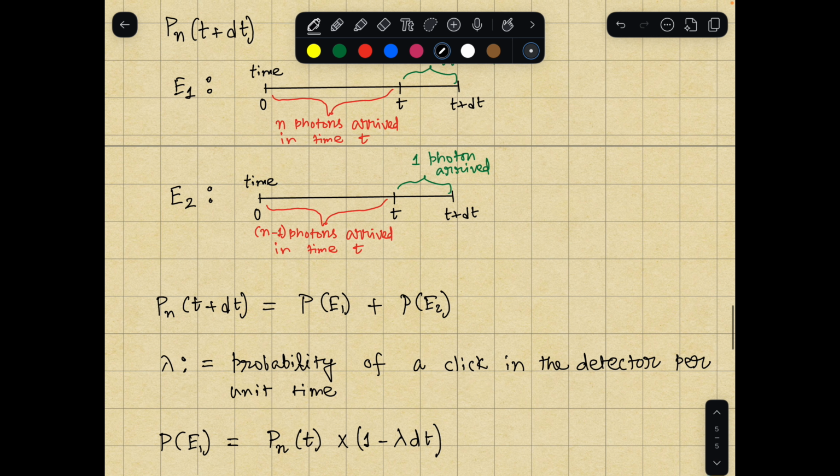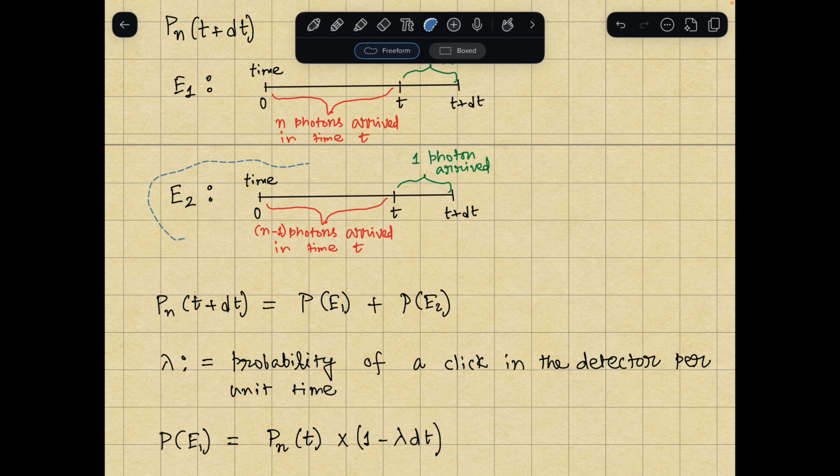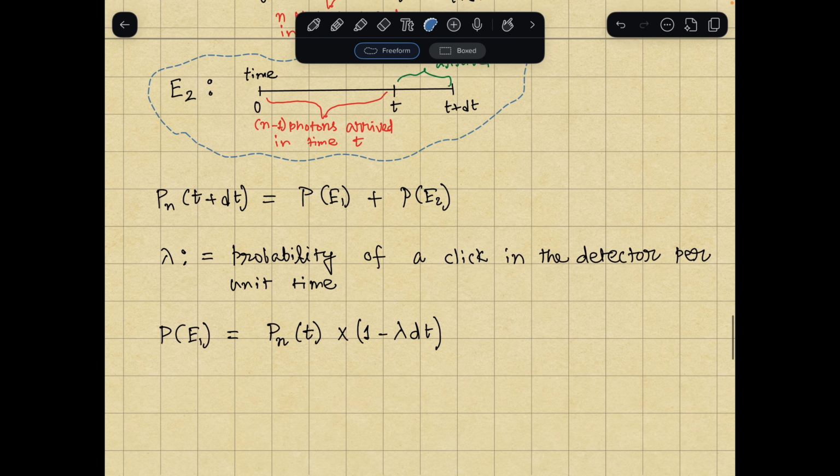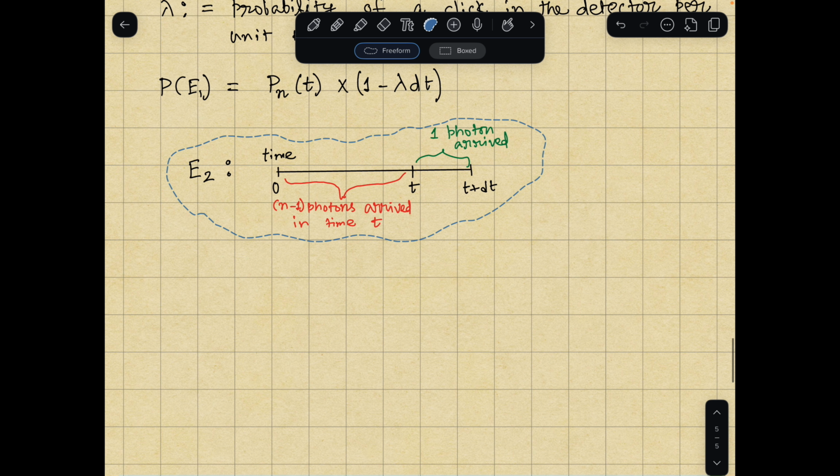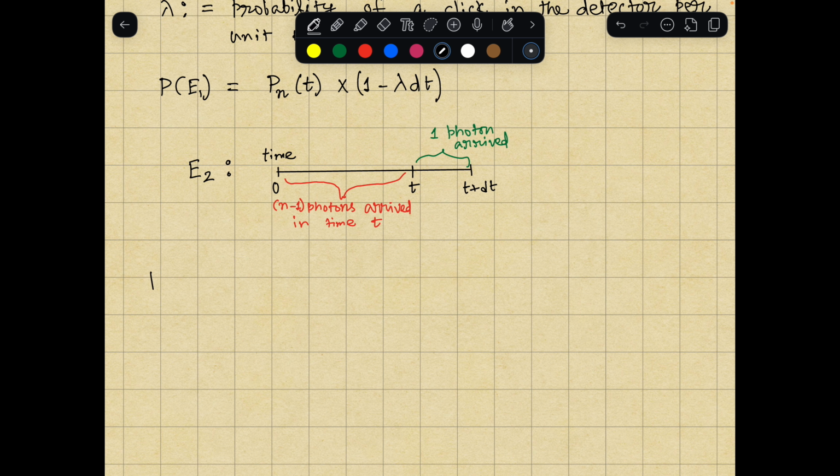Now let's do the same to calculate P of E2. So what is P of E2? P of E2 is nothing but getting n minus 1 photons arrived in time t. So the probability is P n minus 1 of t, multiplied by 1 photon arrived in t plus dt, lambda dt.